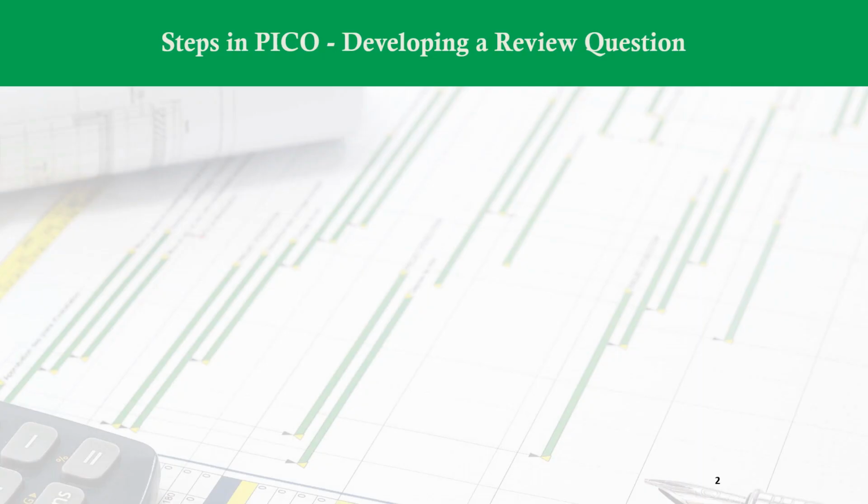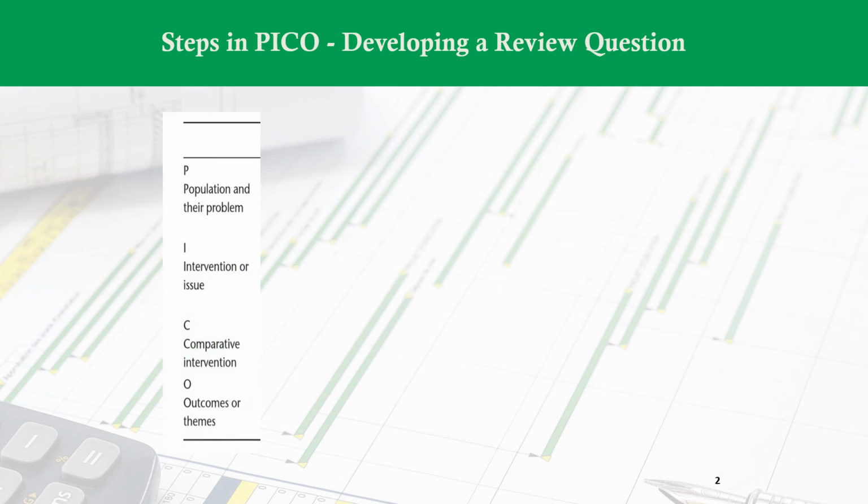A good way to identify the different parts of your question for PICO formats is to make a table containing 4 rows, one for each letter of the acronym. The table shows what type of information to include in each of these sections. Let's design a few questions using the PICO technique.